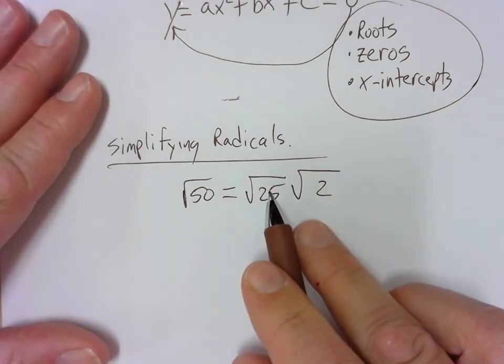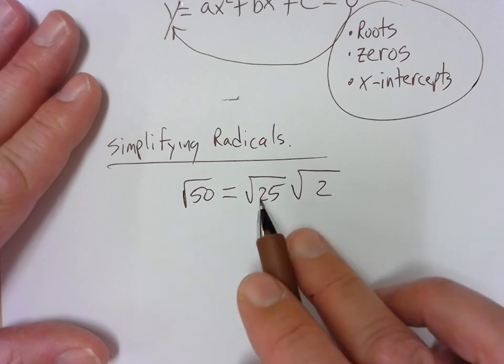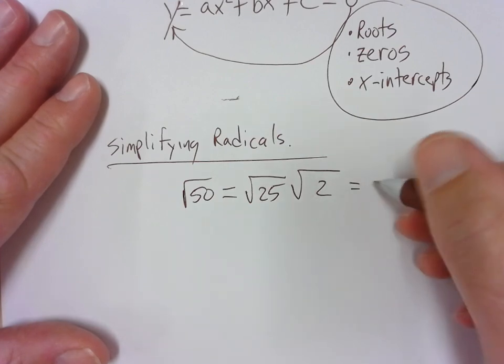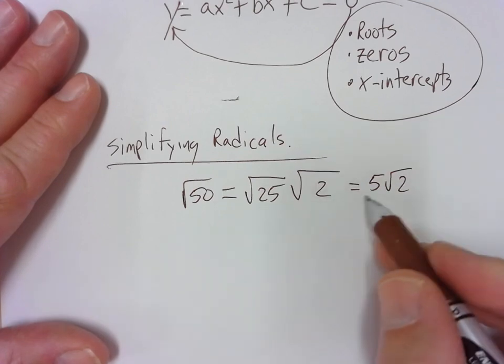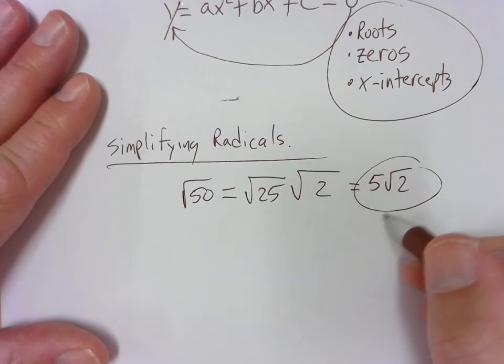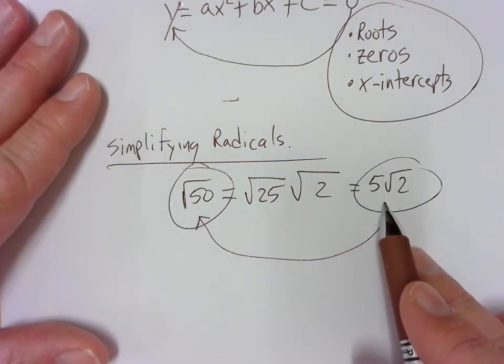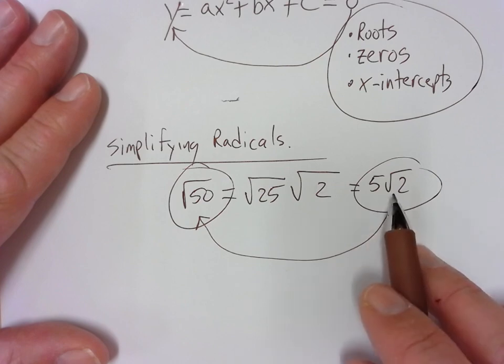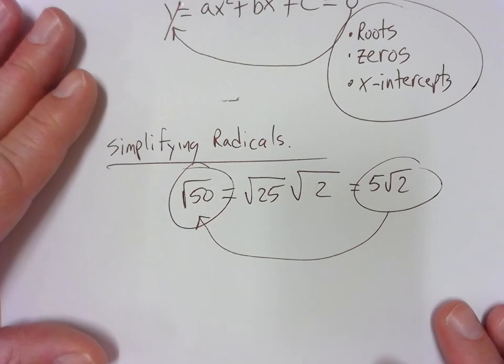So why did I do that? Because I've just made this part a perfect square, and this part's not a perfect square. So I can now take the square root of this, and I get 5 radical 2. So this part here is 5, and then radical 2. So these are equivalent statements. Square root of 50 and then 5 radical 2 are the same thing, and this is considered simplest radical form. If you don't believe me, type the two things into the calculator, and they will be the same answer.